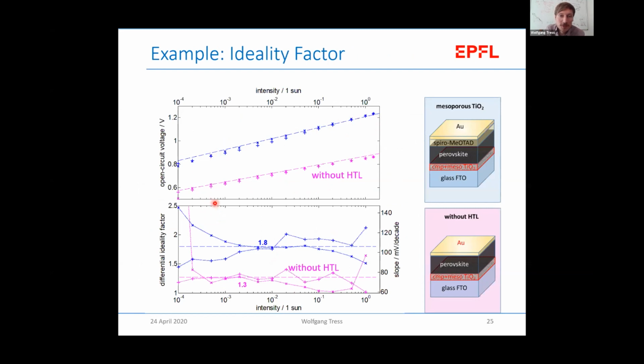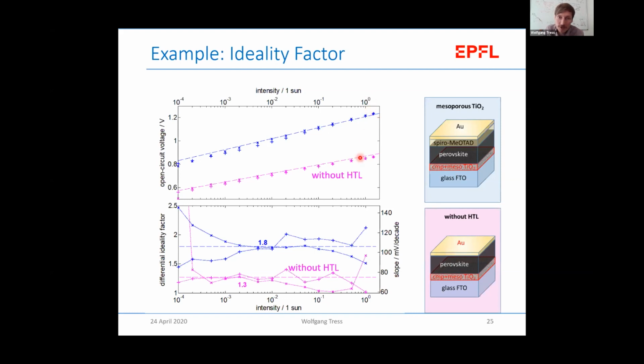Nevertheless, we want to quickly see here that it is possible, when we compare two different devices, one where we have the complete stack and another one where we avoided the whole transport layer, this spiro, just to demonstrate the effect this kind of surface recombination, which we get now, and this gold electrode will have on this ideality factor.